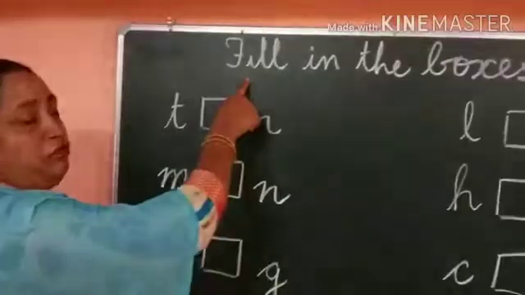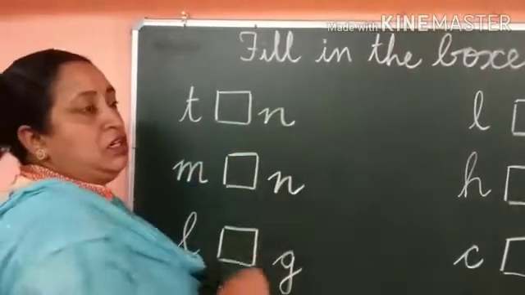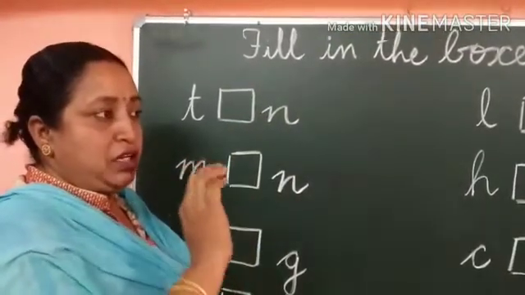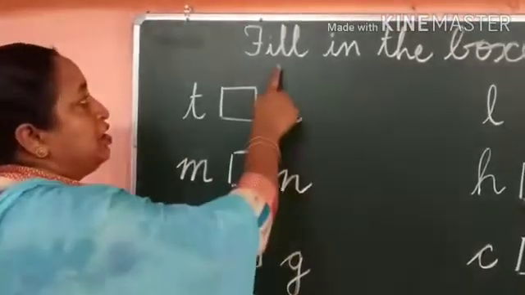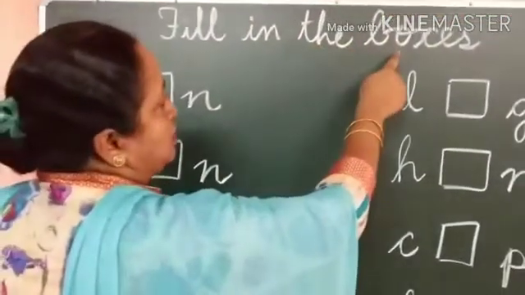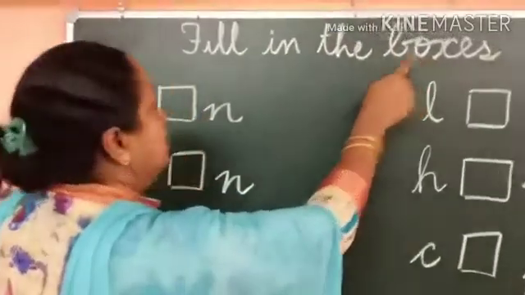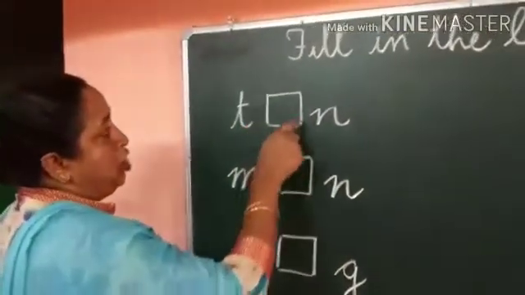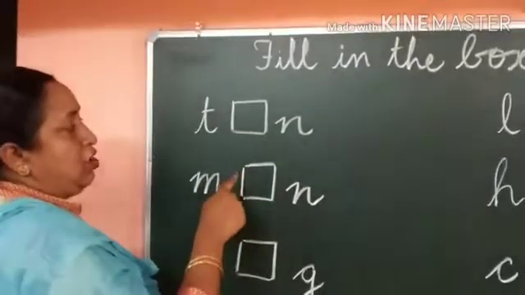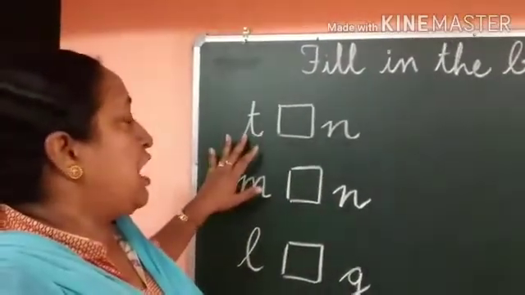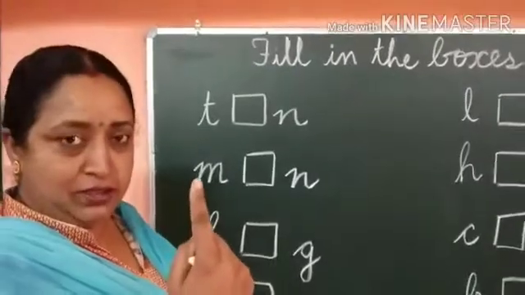Now, what is the meaning of fill? Fill means to write in a blank space. Here, fill in the boxes. I have to fill what? Boxes. Here there are boxes. These are called boxes. Now, in these boxes, I have to fill one letter.